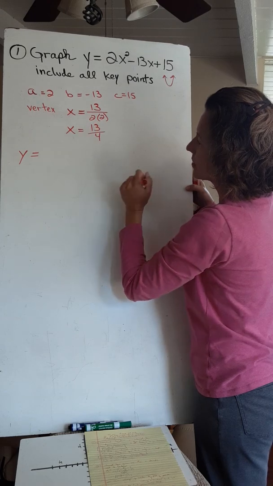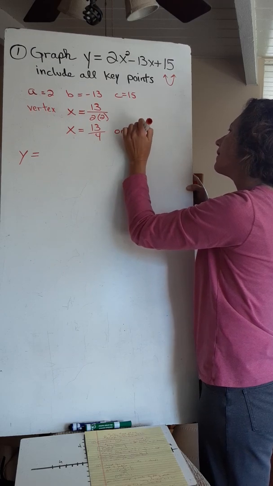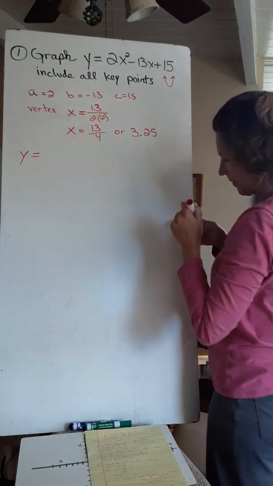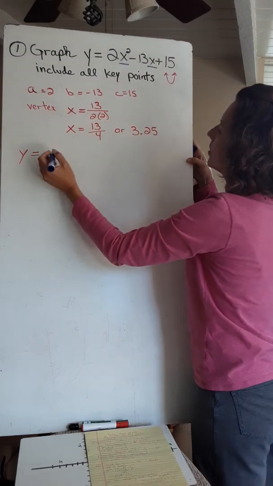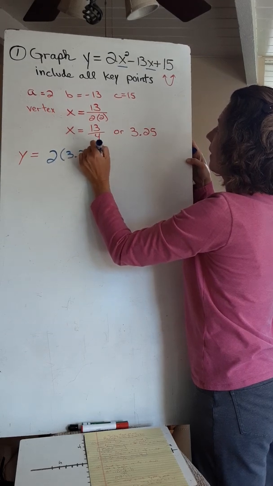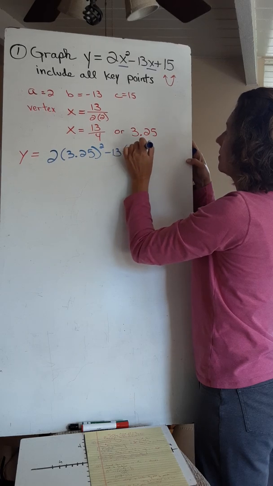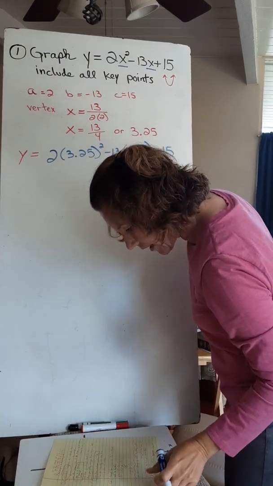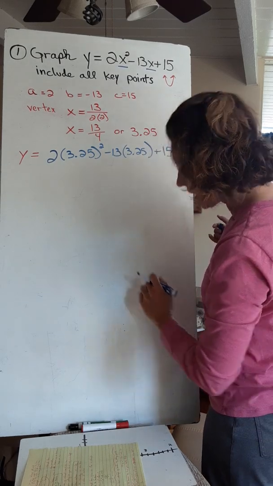So 4 goes into 13, 4 goes into 12 3 times, with a quarter left over. So you can plug that right in to get your y value. We're going to plug it in here and here. So 2 times 3.25 squared minus 13 times 3.25 plus 15. I already did this on my calculator to save us a little bit of time. That turns out to be negative 6.125.